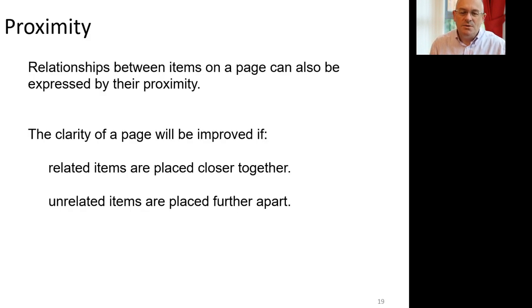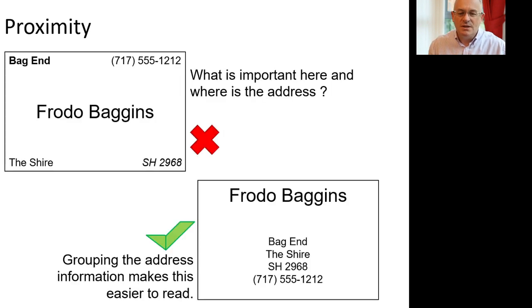Proximity: relationships between things on a page, and you want to group related items together, clustering things. And so here's a very trivial and simple example on a business card. The address has been spread around the card and the name is in the middle. If you move the name to the top and the address to one grouping at the bottom, it's much clearer who it is and where they live and what their phone number is. Otherwise you're doing a visual search on the page to try and glue together in your mind what the name of the person is. Is it Bag End or Frodo Baggins? What their address is. Is it 551212 or 2968?